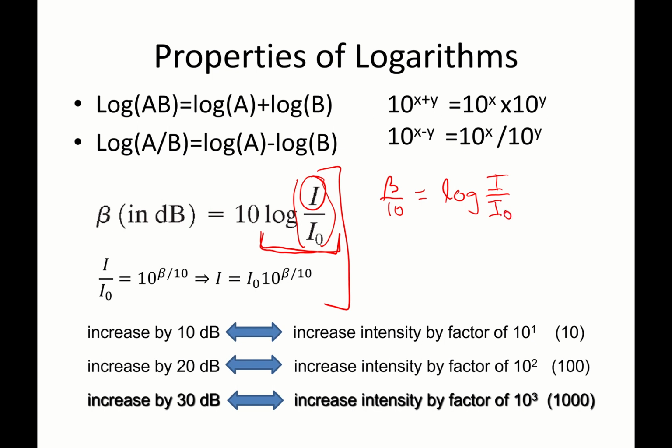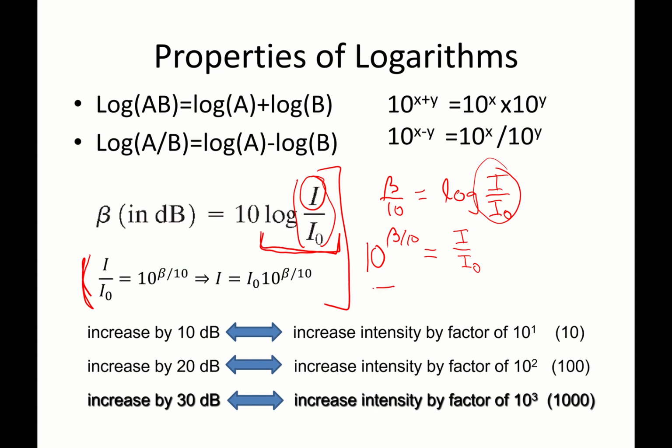Okay, so what's the next thing that you do? Next thing you do is the opposite of the function. So what's the opposite of a logarithm? It's 10 to the x. So I will do 10 to the x on both sides. So I'll do 10 to the beta over 10 is equal to 10 to the log of I over I0. If I do that, it just pulls out the argument. Okay, so that's how I got to this bottom line in the equation, that I over I0 is equal to 10 to the beta over 10.